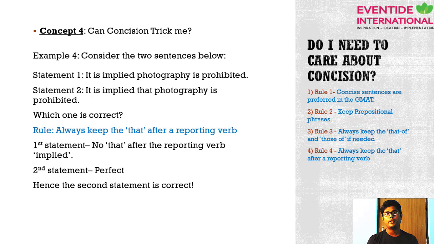Absolutely. The rule is, whenever you are using a reporting verb like implied, you always need to use a that after it. Don't try to make the sentence more concise by omitting the word that. This is the 4th rule of the Concision chapter on the GMAT. Try to remember this rule, practice more questions on this, and in some time you will be able to ace this concept. Since we are done with the 4th rule, let's go to the final 5th rule on this chapter.